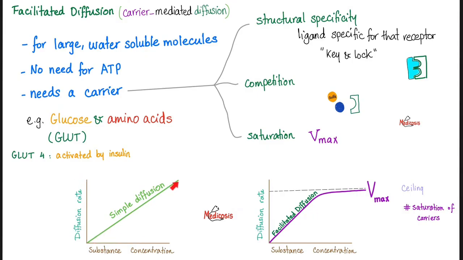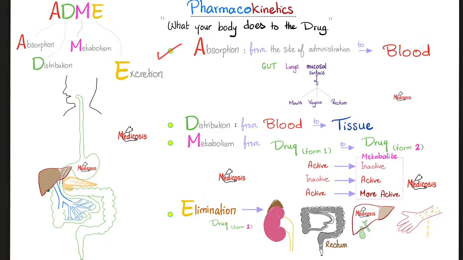Simple diffusion does not require a carrier, so the more you add, the more it diffuses. However, facilitated diffusion, which requires a carrier protein, will give you what? It will give you a ceiling effect. It will give you a Vmax. At this moment, all of your receptors are saturated. So we're done with absorption and distribution.